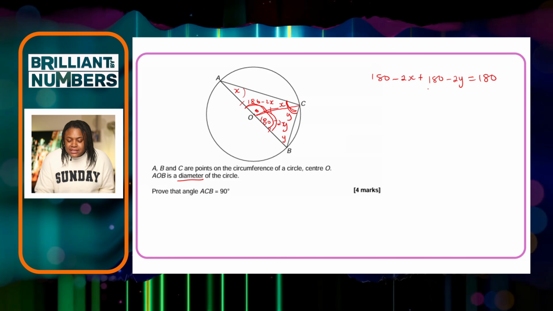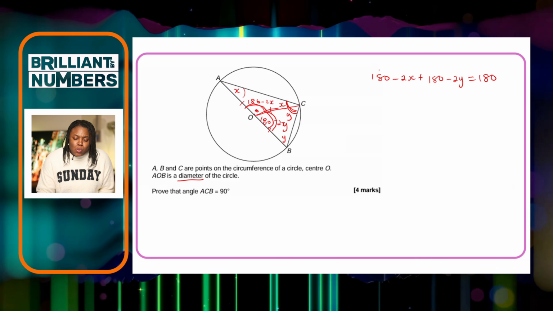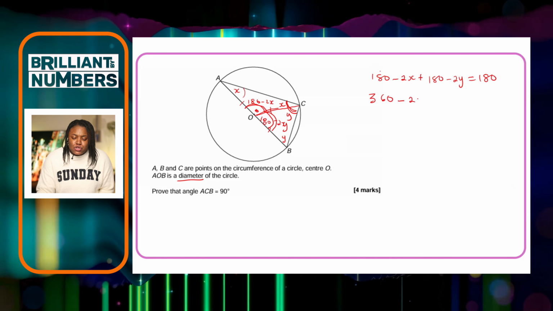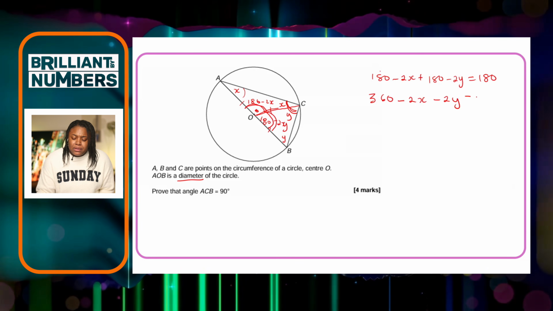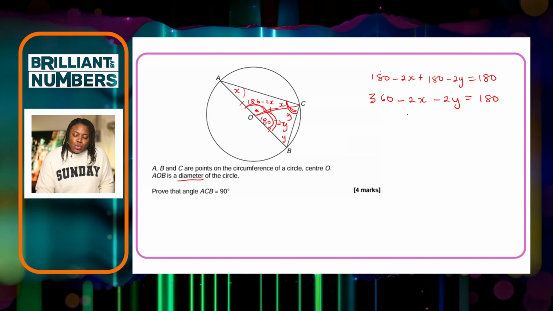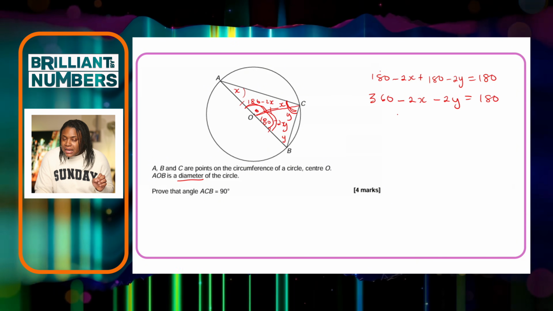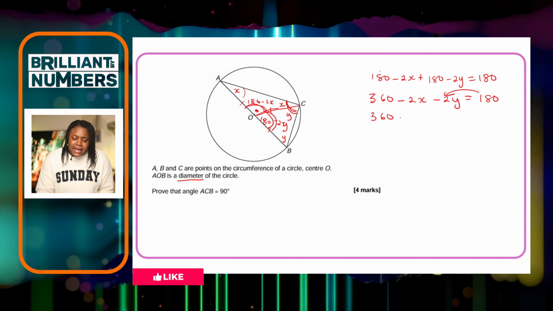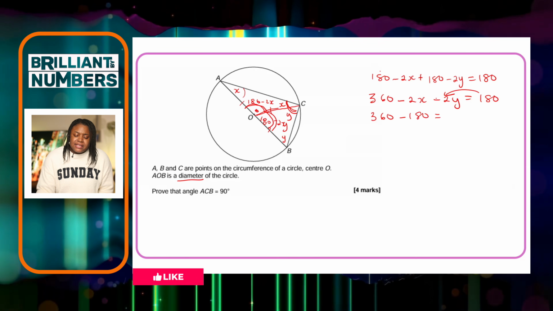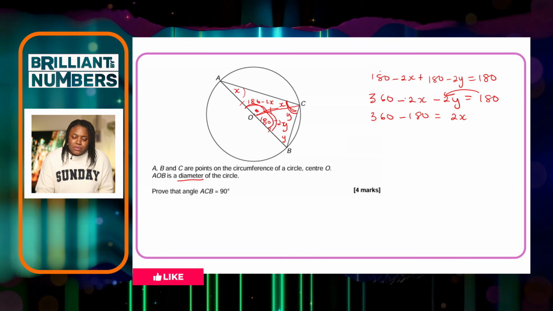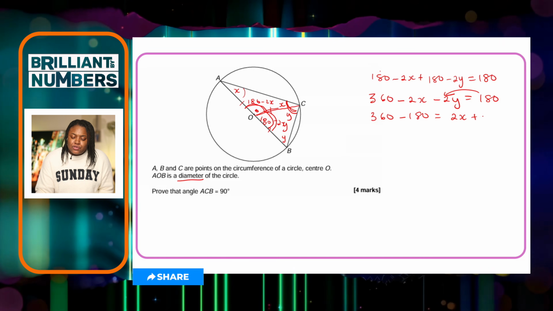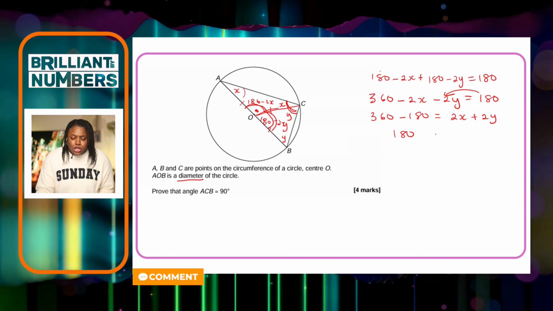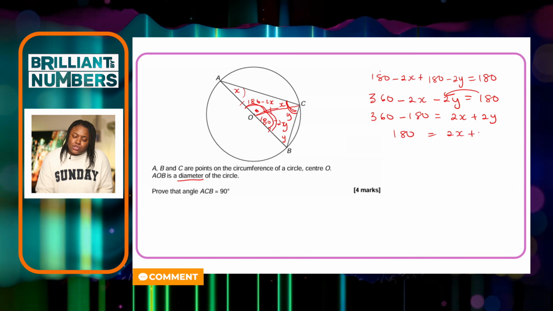So now let's collect our like terms and simplify. So 180 plus 180 is 360. Then we will have minus 2x and minus 2y equal 180. So remember, we want to collect our like terms. So we're going to have 360. Bringing 180 here will be minus 180. Taking this over, we will get positive 2y. So that minus will become plus, and positive 2x. So beautiful. So subtracting this here, guys, I get 180. So 180 is equal to 2x plus 2y.